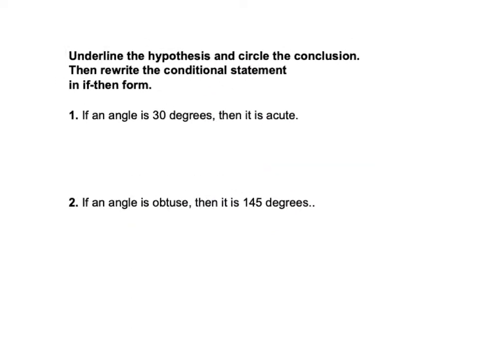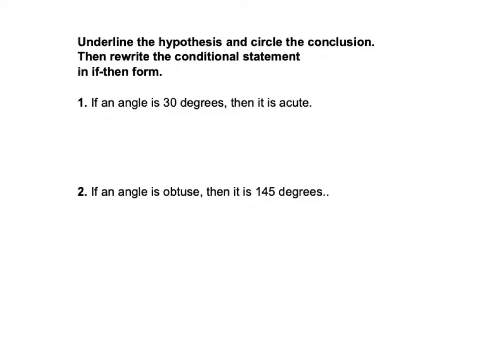Again, this is just the same basic thing. It says if an angle is 30 degrees, hypothesis, then it is acute, conclusion. If an angle is obtuse, then it is 145 degrees. Notice we are not deciding whether these statements are true or false right now. We are just looking at the parts of the statements, which is the hypothesis and conclusion.